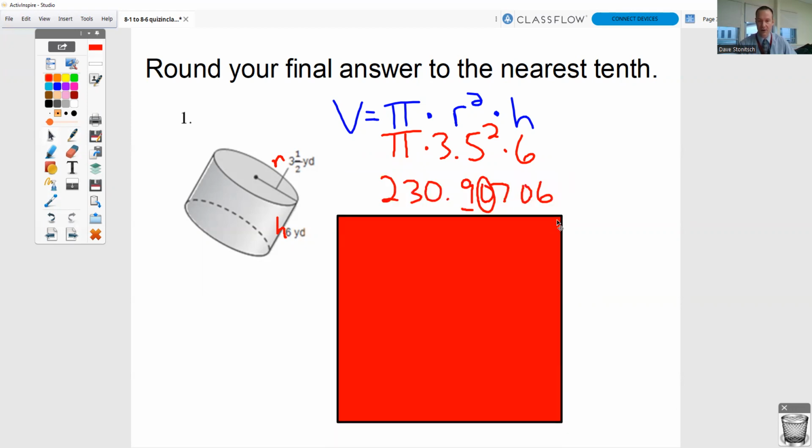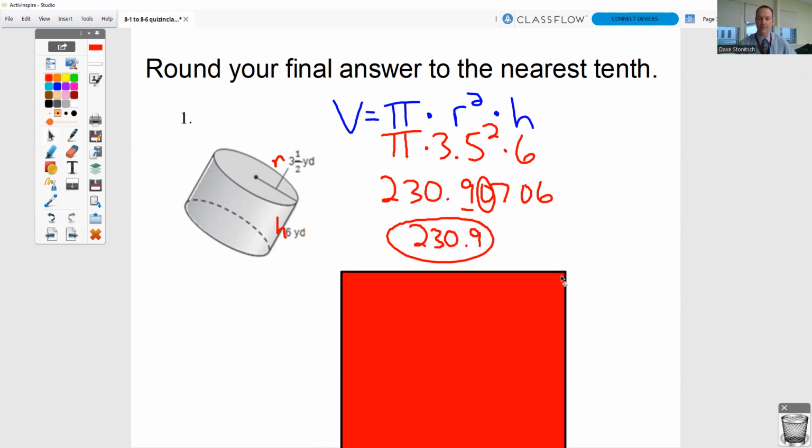You get 230.90706. We want to round to the nearest tenth. The 9 is in the tenths place, so you have to look at the number after it. That is 4 or lower, so that 9 stays the same. Our answer is 230.9.